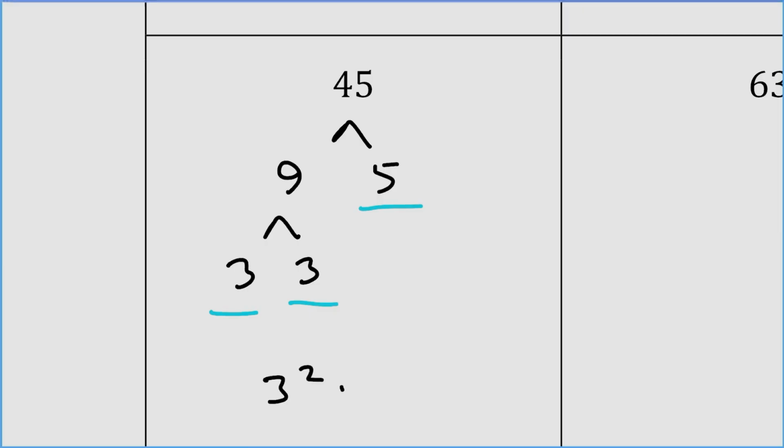On to the second row, we have a 45. 45, I would split that into a 9 and a 5. You could also do 15 and 3. Either will work. 5 is prime. However, 9 can be broken down into 3 times 3. So the prime factorization of 45 is 3 squared times 5.